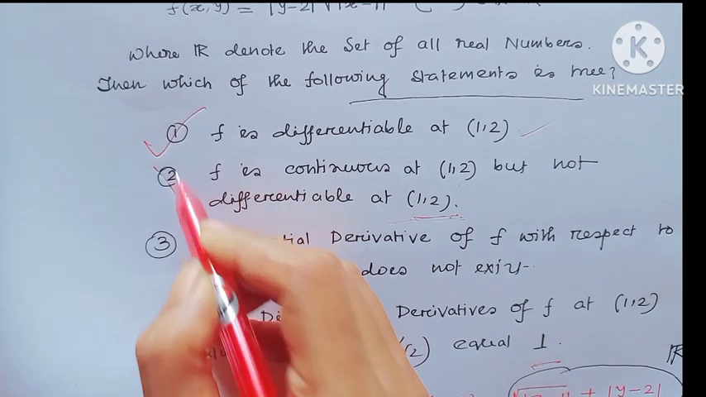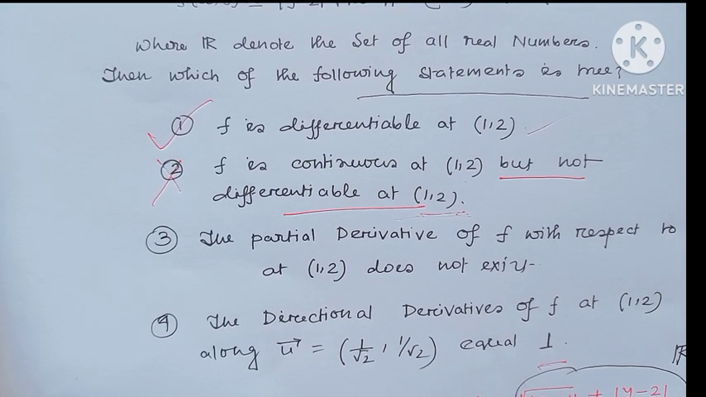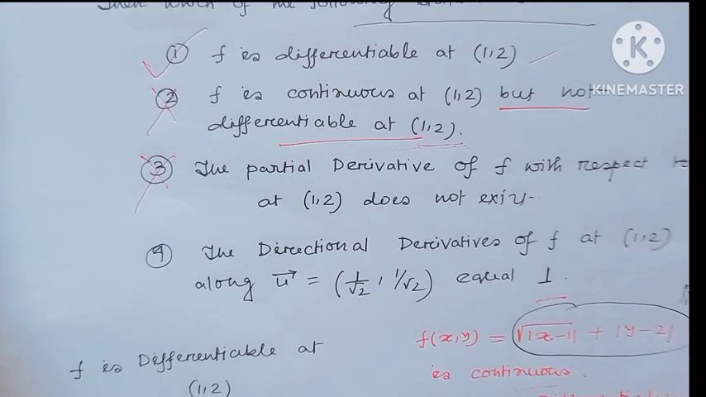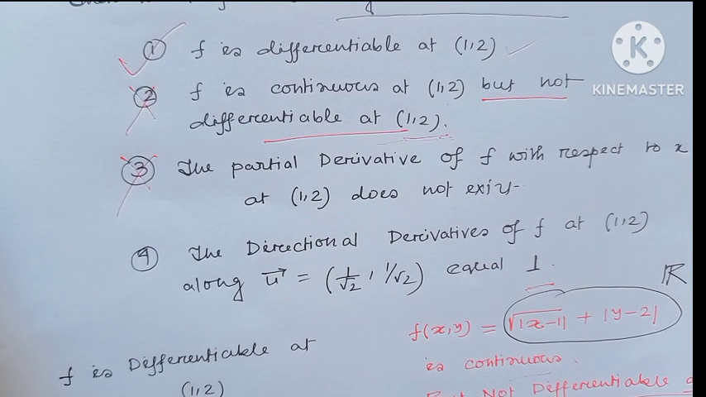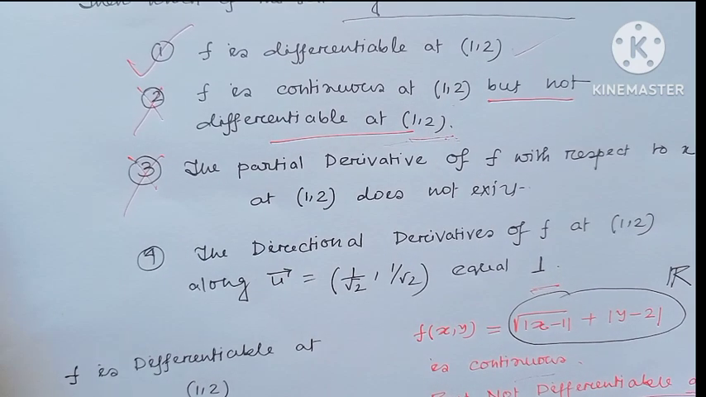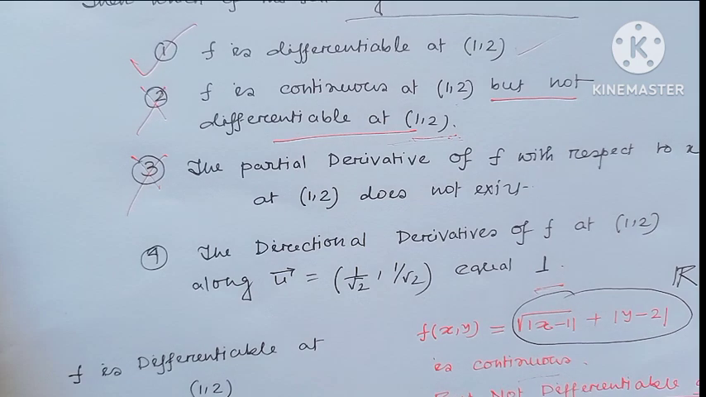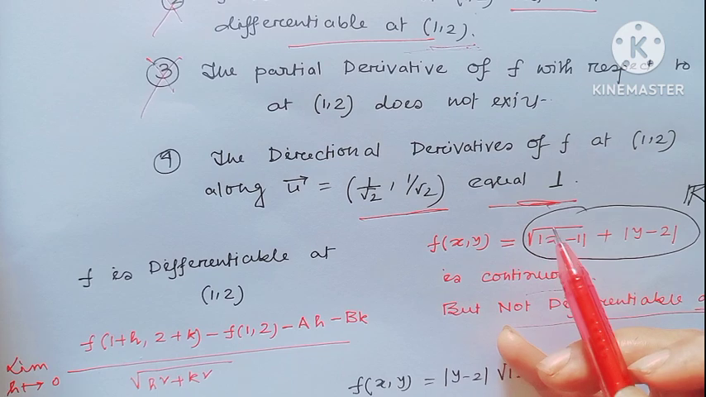This is wrong. Here it is indicated not differentiable. Option 3 is also wrong. Option 3 indicates the partial derivative of the function f with respect to x at the point 1, 2 does not exist. This is wrong. And option 4 indicates the directional derivative of the function f at 1, 2 along this direction is equal to 1. Is this option correct?